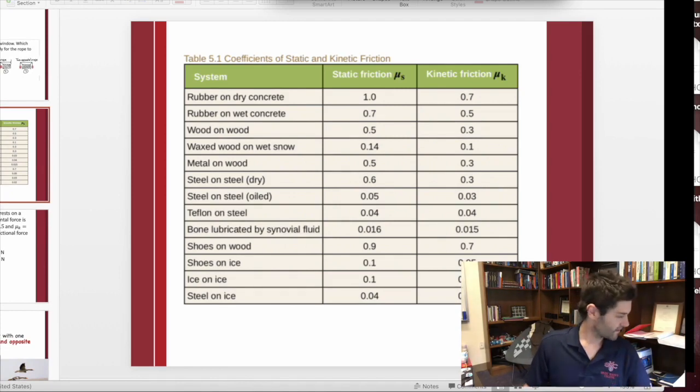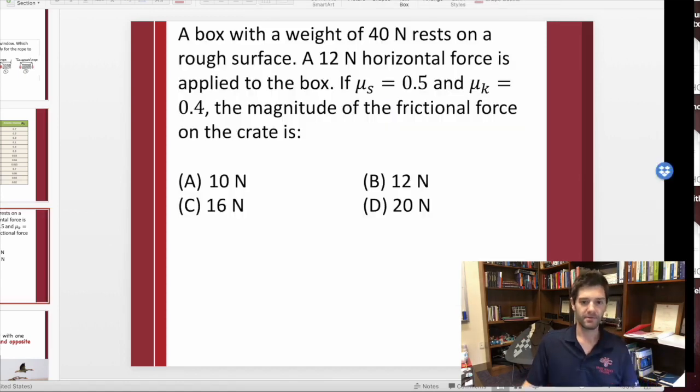So then, let's solve a problem or two. Here's one from an old exam we could start with. A box with a weight of 40 newtons rests on a rough surface. A 12 newton horizontal force is applied to the box. If the coefficient of static friction is 1/2 and the coefficient of kinetic friction is 0.4, the magnitude of the friction force on the crate is what?